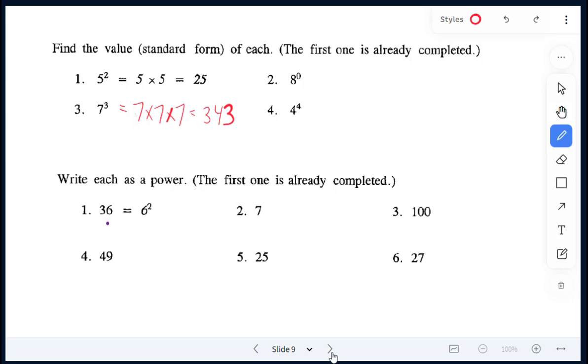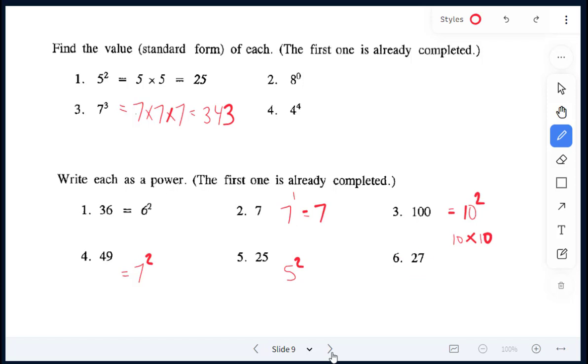Write each as a power. So 36, if we had to write that as a power, 6 to the power of 2, because 6 times 6 gives me 36. 49 would be another easy one here: 7 squared, because 7 times 7 gives me 49. If we just have 7, it's not a perfect square, so that would just be 7 to the power of 1, which is just equal to 7. For 100, we just took a look at that: 10 to the power of 2, because 10 times 10 gives us 100. 25 would be 5 squared, because 5 times 5 gives me 25.